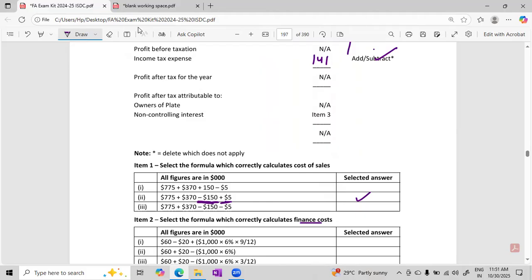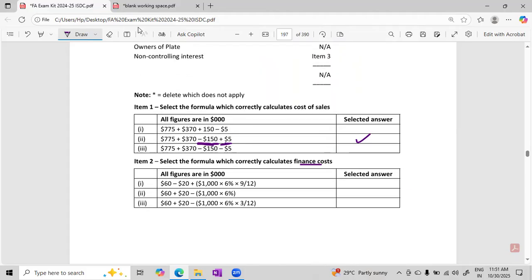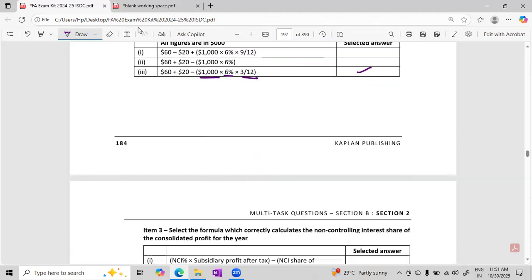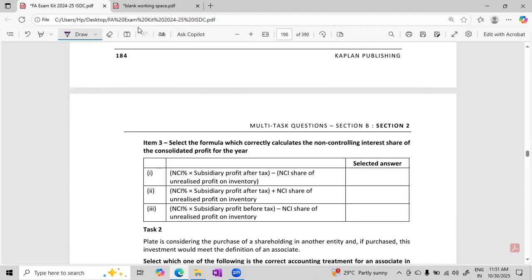Okay, for finance cost, we saw that we added 60 and 20. Okay, and from that we deducted 6% of 1000 for 3 by 12, which is option number 3. So this one, right? Now we have to calculate NCI, non-controlling interest.